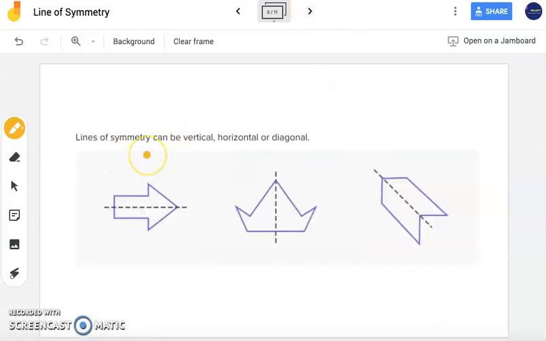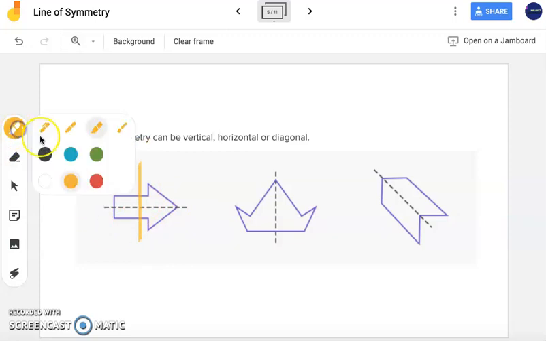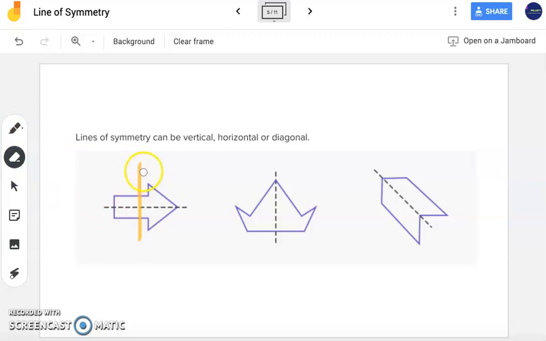Lines of symmetry can be vertical, horizontal, or diagonal. It all depends on what object is given to you. Now, here we have an arrow. If you were to draw a vertical line this way, you're going to find that we can't get an equal amount on both sides. So I'm going to actually erase this line here, and then we can see that the dotted line already drawn for us is known as my line of symmetry.